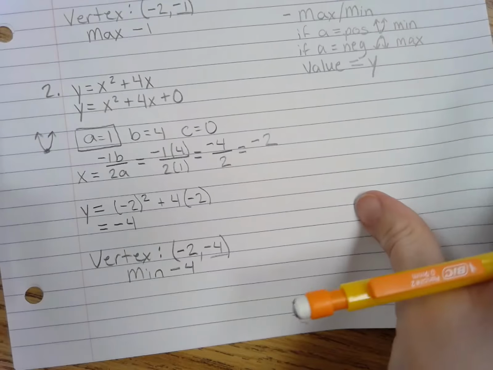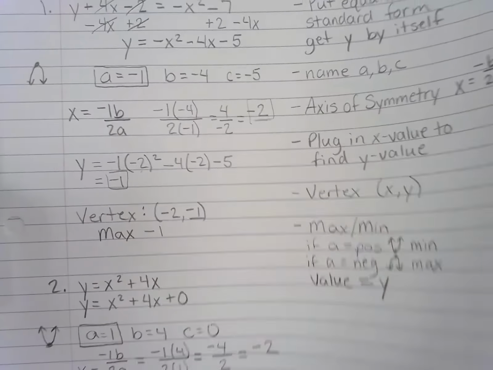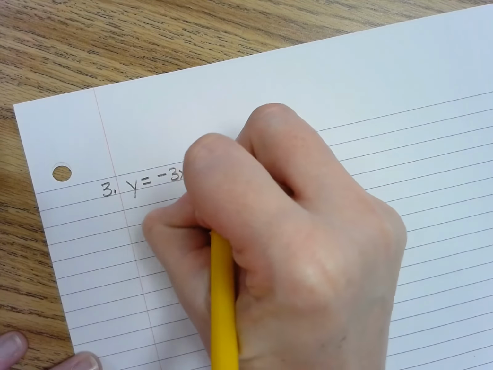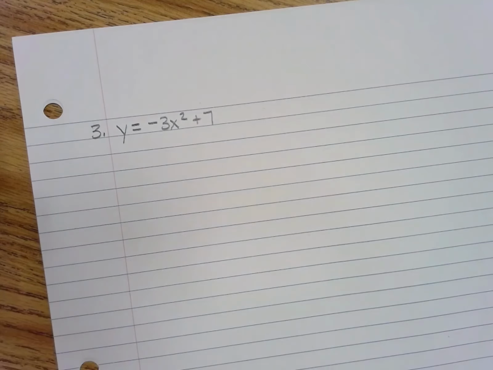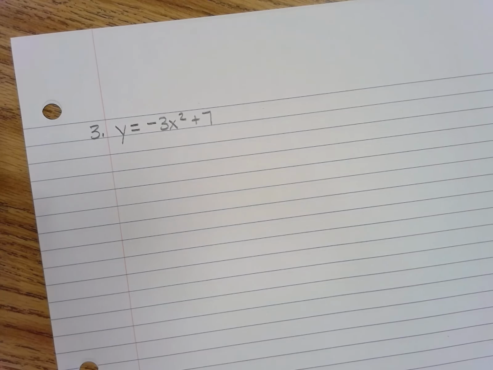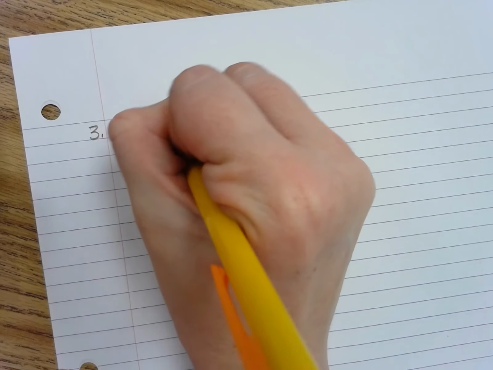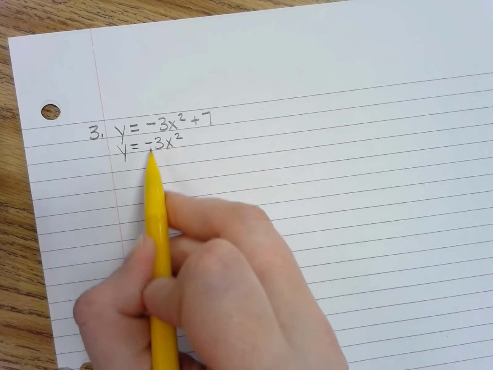Let's take a look at our next example. So for number 3, here we're going to have y equals negative 3x squared plus 7. Again, we need to make sure we're noticing these functions in standard form. So if you need to rewrite it, y equals negative 3x squared. That is your ax squared term.